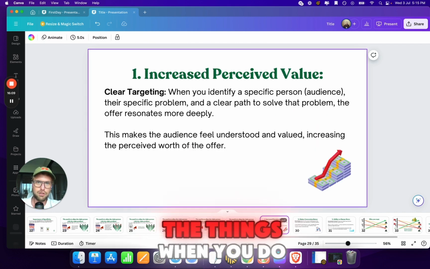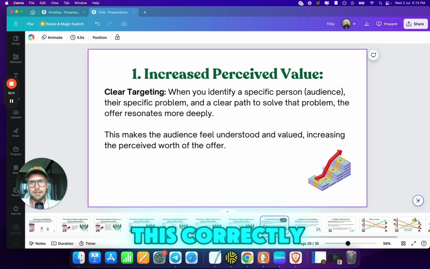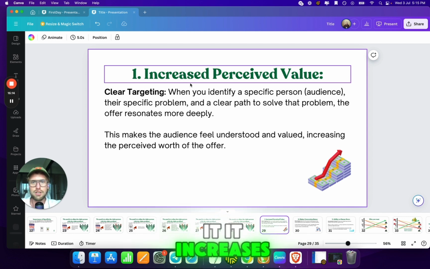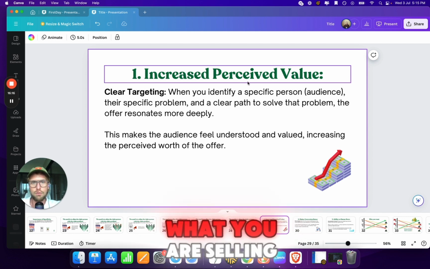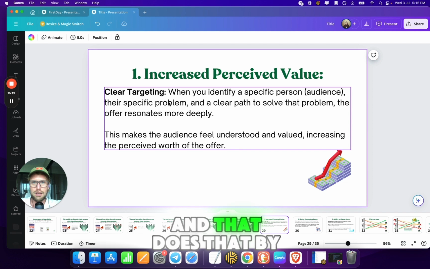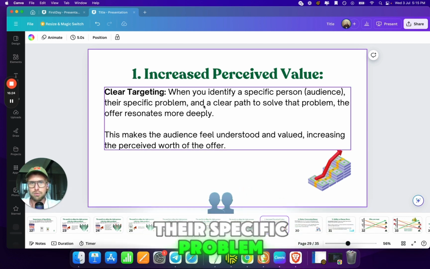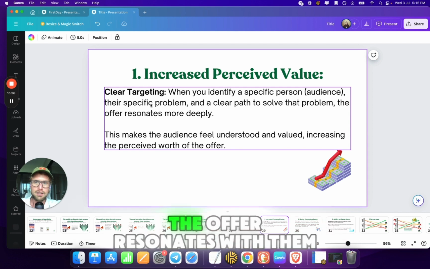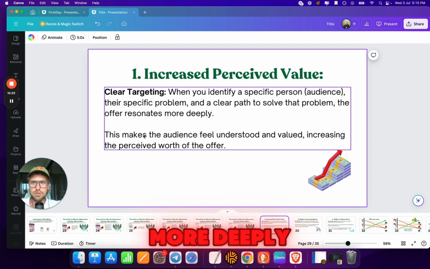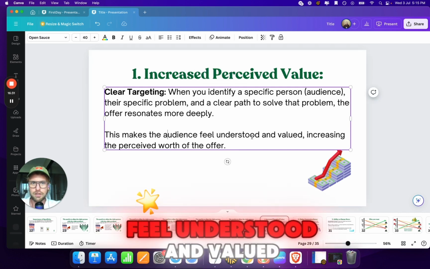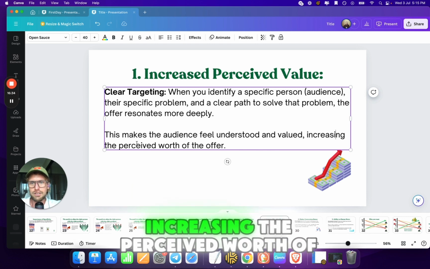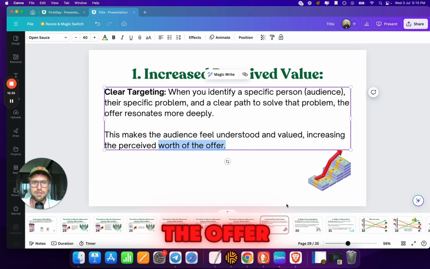So these are the things. When you do this correctly, it increases the perceived value of what you are selling, and it does that by clear targeting. When you identify a specific person, their specific problem, and a clear path to solve that problem, the offer resonates with them more deeply. This makes the audience feel understood and valued, increasing the perceived worth of the offer.